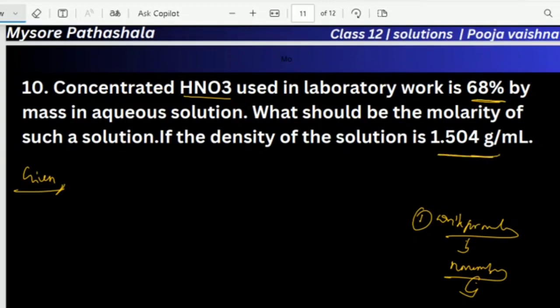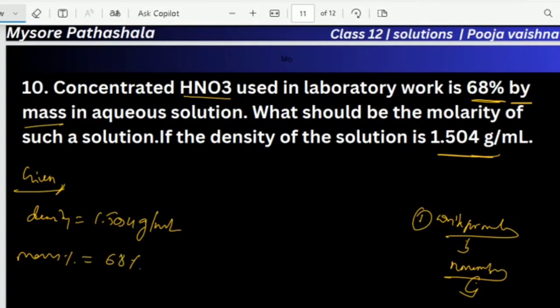And this. So the density they have given, that is 1.504 gram per ml. And one more is, what is this? By mass, it means mass percentage. Mass percentage, that is 68%. So here they have asked us to find out molarity.